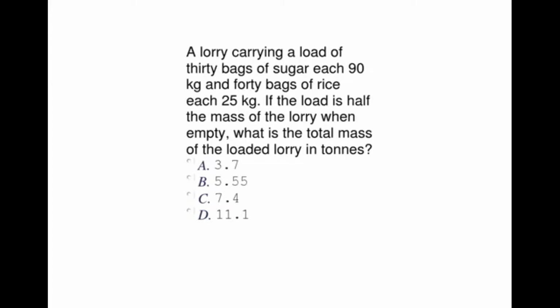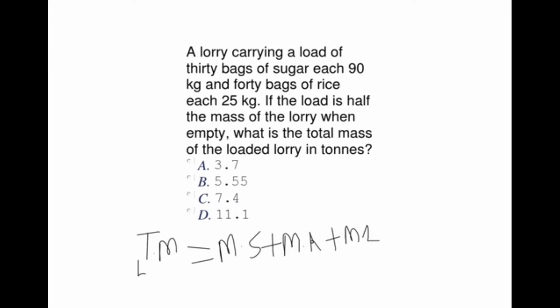A lorry carrying a load of 30 bags of sugar, each 90 kgs, and 40 bags of rice, each 25 kg. If the load is half the mass of the lorry when empty, what is the total mass of the loaded lorry in tons? So, total mass of a loaded lorry will be given by the mass of sugar plus the mass of rice plus the mass of the lorry when empty.